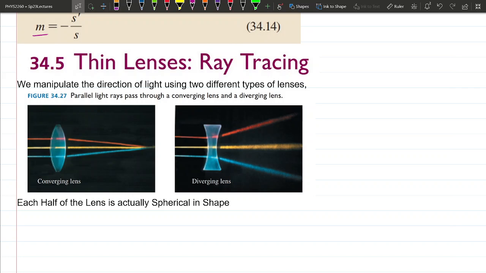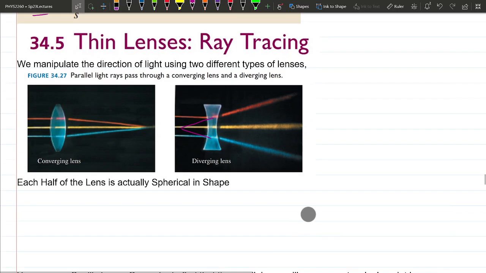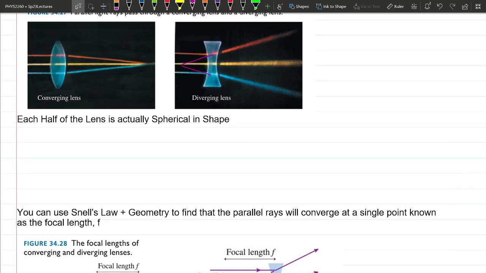For a diverging lens, which is basically made of 2 pieces of inverted spheres glued together, instead of converging, the rays will actually diverge away from each other. What we need to do is backtrace this back to here, but we're going to deal with the diverging lens after the converging lens.